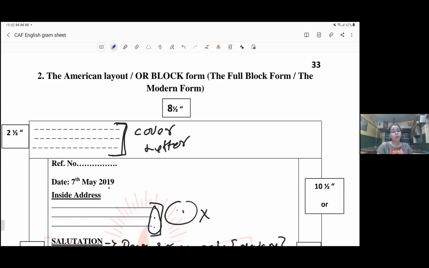You are going to follow this layout, that is the block format that you are going to write in a cover letter also. Clear? When you are writing a cover letter, in a resume, or when you are writing the regular letter, correspondence, business letter, formal letters, you are going to follow this American layout, or you can say the block format or full block format layout when you are writing the formal letters. Clear? See this.